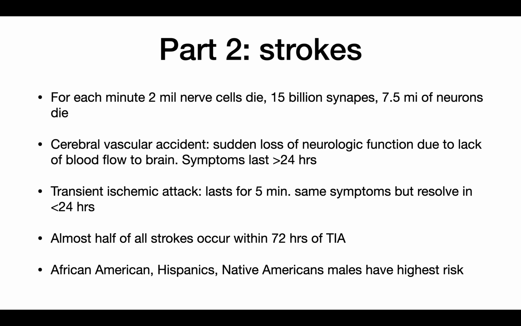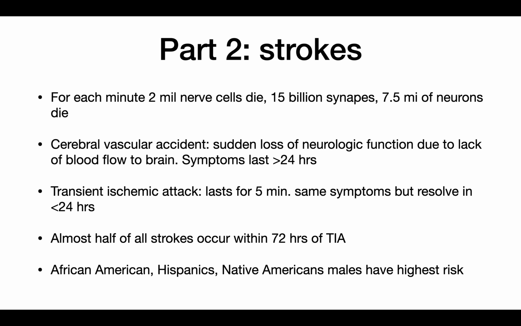Okay, so what is a stroke? There's two types. The cerebral vascular accident, which is going to be a sudden loss of neurological function due to the lack of blood flow to the brain. The symptoms last more than 24 hours, so get to the hospital whenever you feel the FAST symptoms happening. So the face is numb, the arm is numb, especially the left side. There's stuttering, and then time. So if these symptoms come on very fast, get yourself to the hospital.